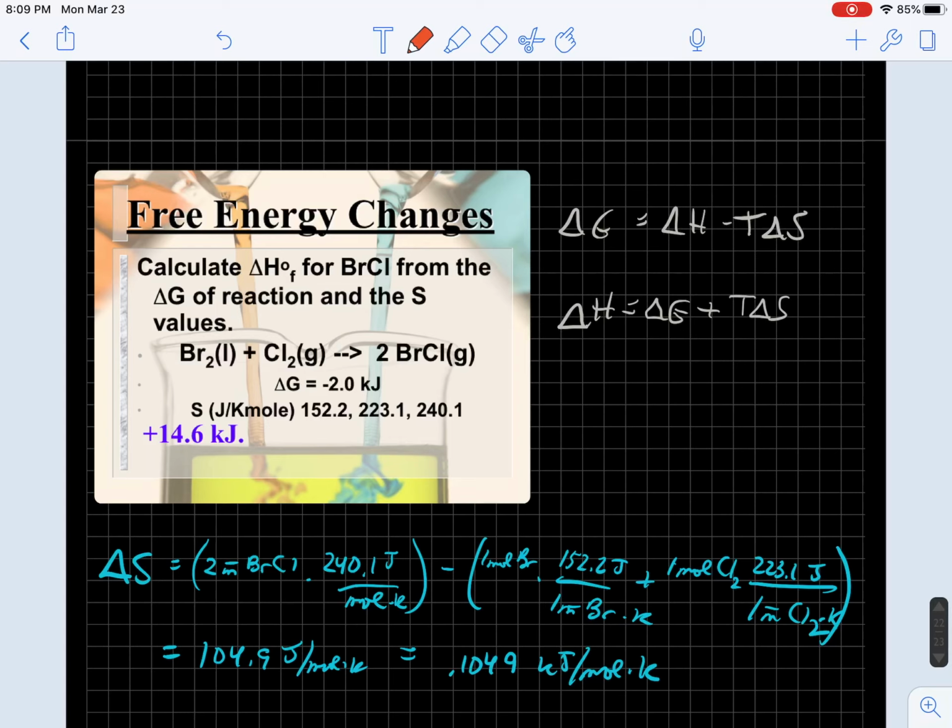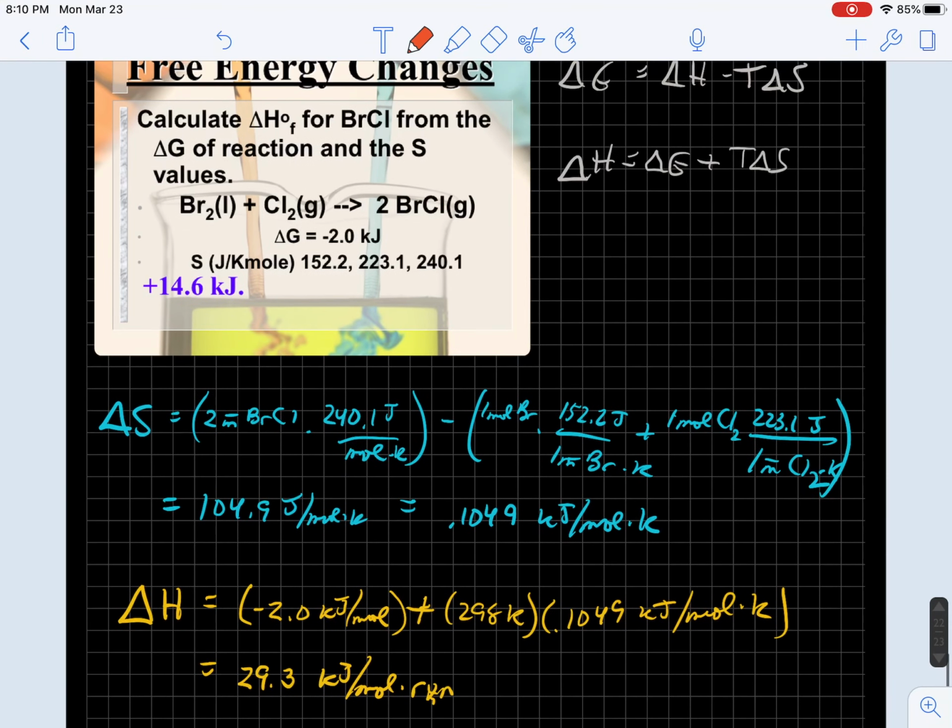We can solve that for delta H, which I did over to the right. I have to calculate the delta S values, which I did, products minus reactants, and then converted it to kilojoules per mole. And then I substituted that in for delta H. So we did delta G plus T delta S, and we get 29.3 kilojoules per mole reaction, which is double what their answer is, but this is the key to the question.